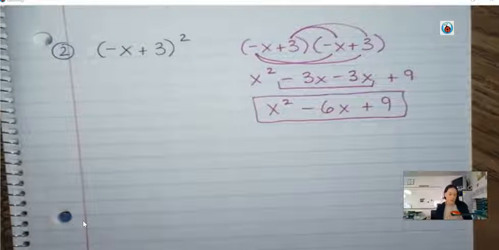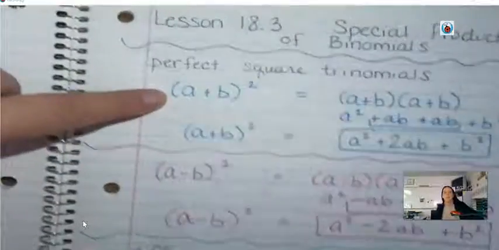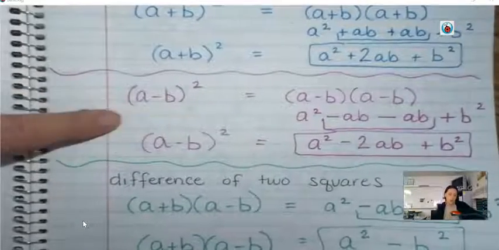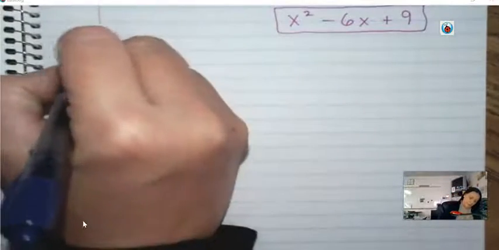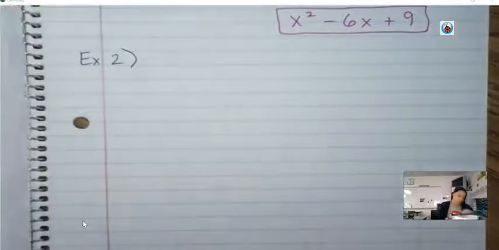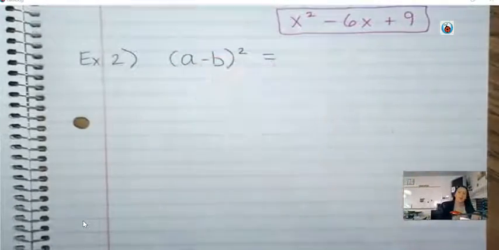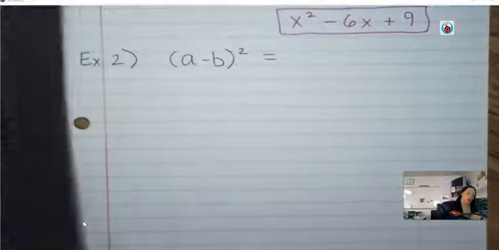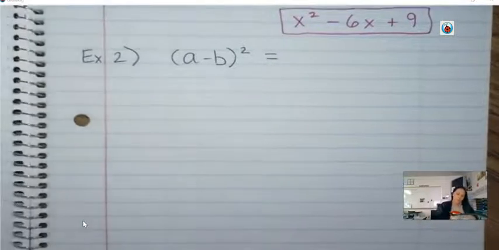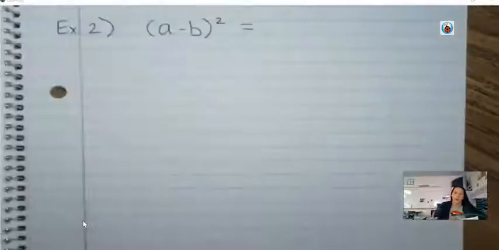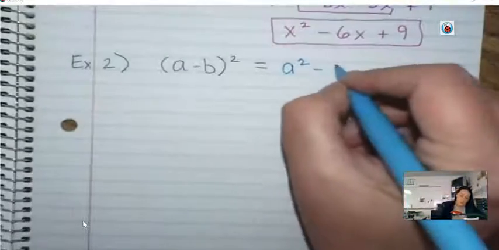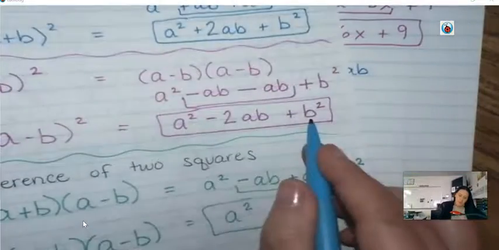Okay, so that was practicing the perfect square trinomials that had the plus sign. Now we're going to practice the perfect square trinomials that have the minus sign. Okay, so for example 2, these ones will be a minus b squared, and their answers will end up looking like a squared minus 2ab plus b squared.